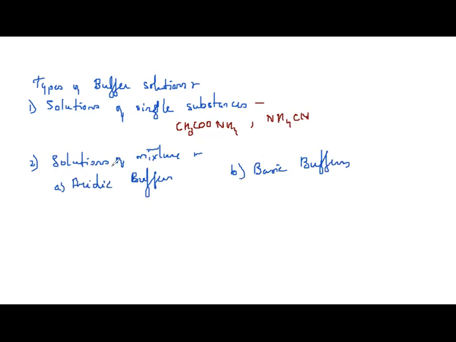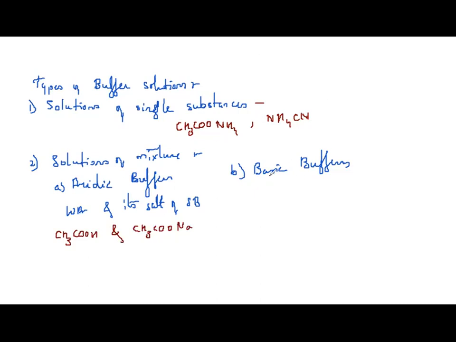So acidic buffers means what? It is the solution of a mixture of weak acid and its salt of strong base. Yes, so weak acid, say CH3COOH, and its salt of strong base, CH3COONa. This is the salt of strong base. This is what an acidic buffer is.